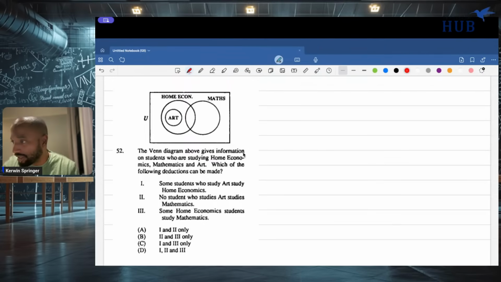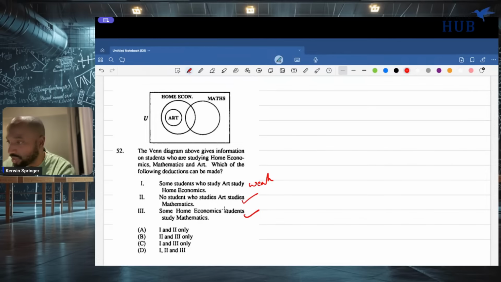The Venn diagram above gives information on subjects students are studying, home economics, math and art. Which of the following deductions can be made? Some students who study art study home economics. It's more like the other way around, so it's too weak. No student who studies art studies maths. This is correct. Some home economics students study maths. This is not correct. Oh yeah, this is correct. Some home econ students study maths.